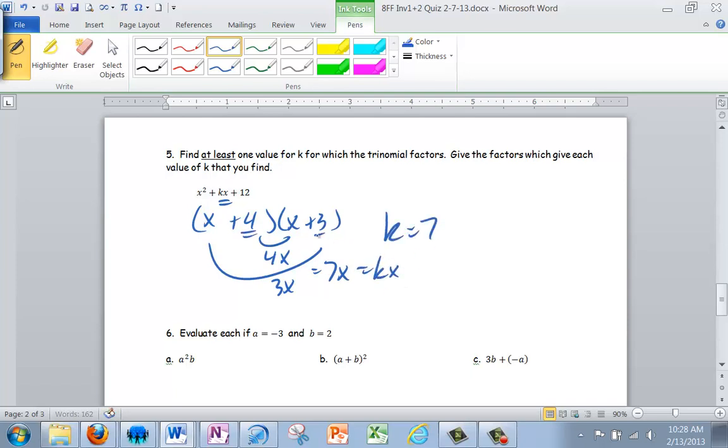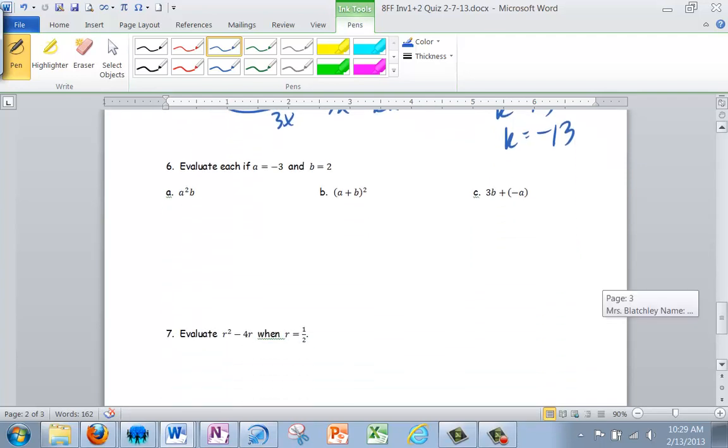But that's not the only way you could have factored. You could have put in negative 4 and negative 3, or 2 and 6, or negative 2 and negative 6, or 12 and 1. So really there are 6 different answers you could have had. You could have k equals 7, k equals 8, k equals negative 7, k equals negative 8, and then you could have had 13 and negative 13. I only said at least one. So if you gave me one, you got full credit. If you gave me more than one, you got 1 or 2 points of extra credit. So good for you.